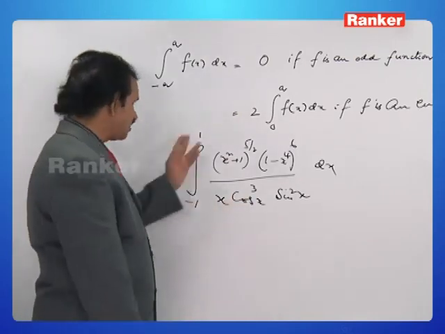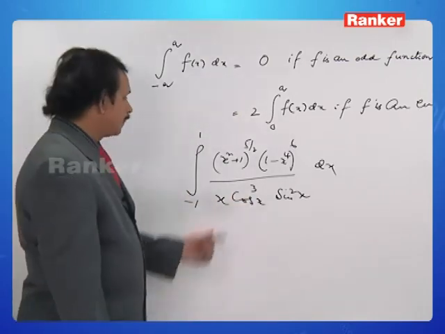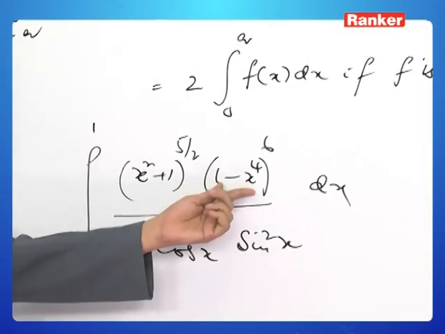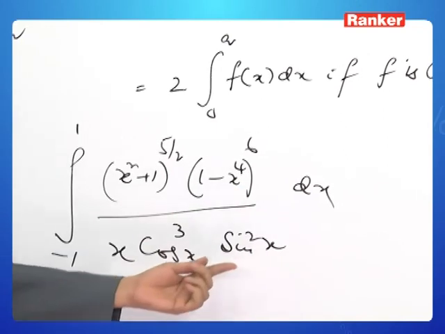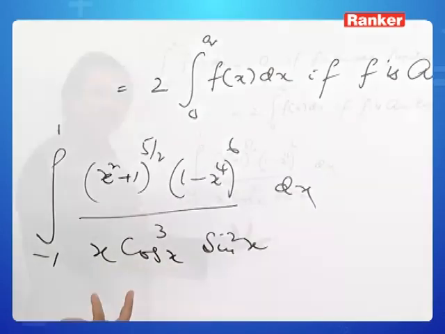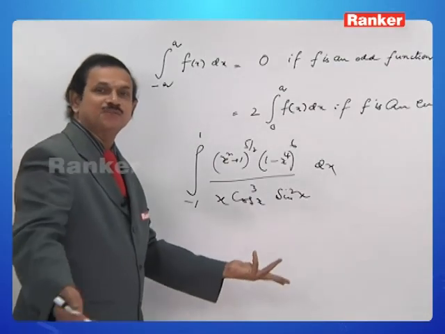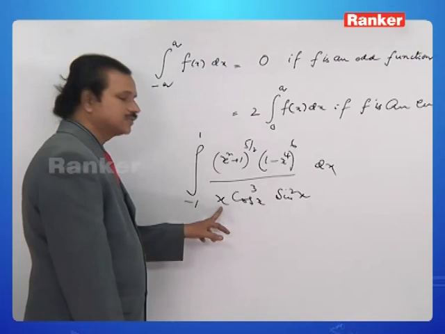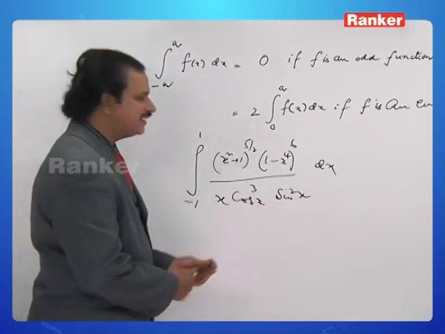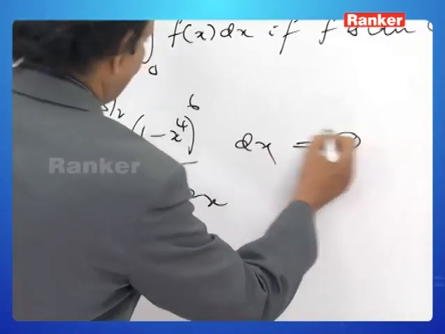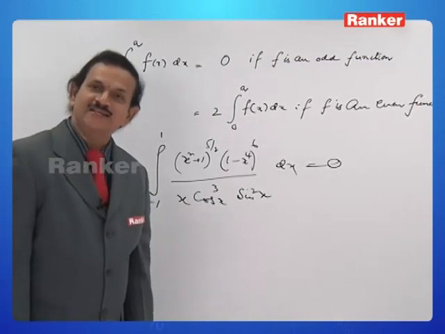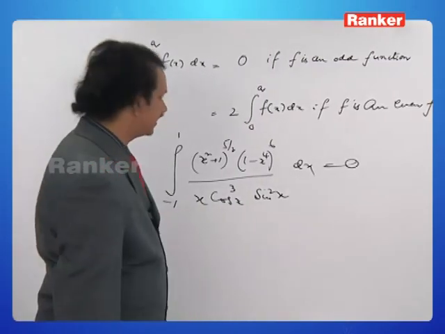You see, minus 1 to 1 is given. Even function, even power suffix. Sin square x, even function. Cos cube x, even function, because cos x is basically an even function. X, odd function. So entirely it is an odd function. Hence the answer is 0. Like that we will be having the answer immediately.